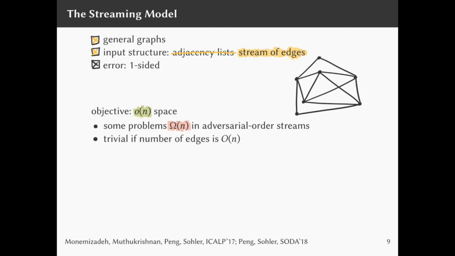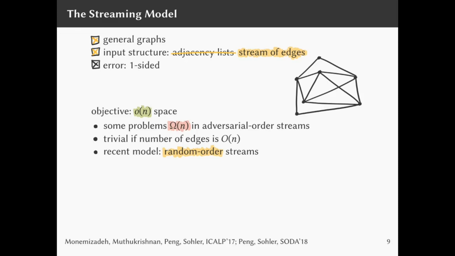On the other hand, this model is also trivial if the number of edges in the graph is at most O(n). One way to overcome this is to consider another model which is rather recent, and this is the random order streaming model. In this model, the order of the edges is not adversarial, but it's uniformly at random.